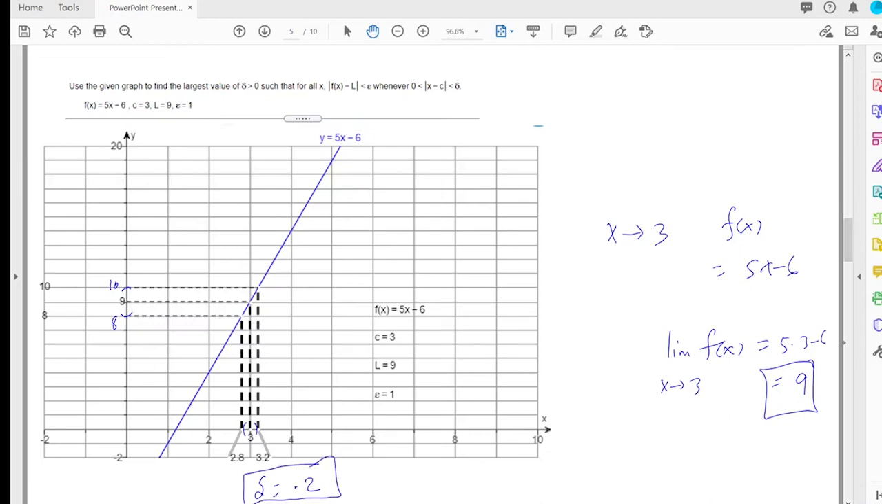Make sense? Because if you have a graph like this and you want to find out the delta, pick the minimum distance from the center to these boundary points. So in this case it's 0.2. So for this problem, if you pick delta equal to 0.2 around 3, then anything from that interval will be inside this interval.